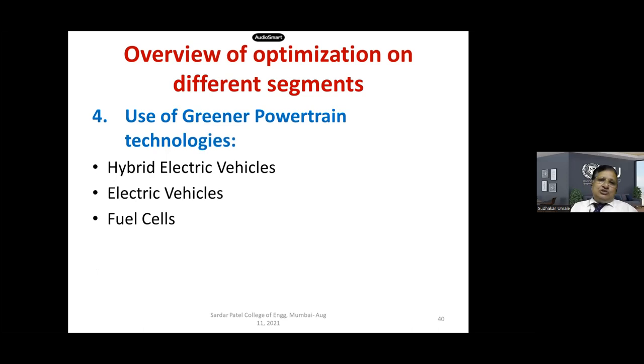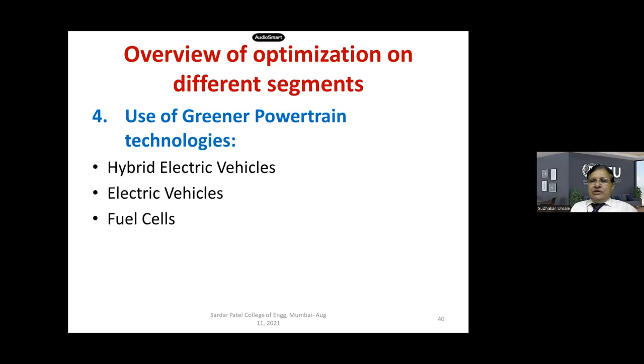Next is the use of greener powertrain technologies. What is meant by greener powertrain technologies? Particularly in metro cities, whenever vehicle speed is very low, we are producing emissions. There is a crowd of vehicles in the cities, and that area is very polluted.